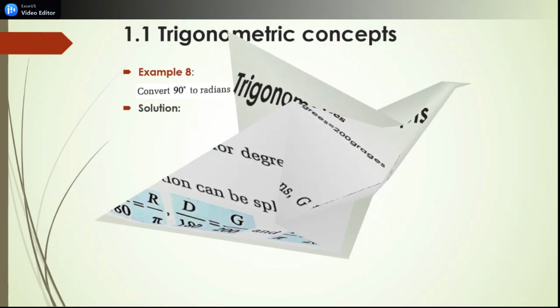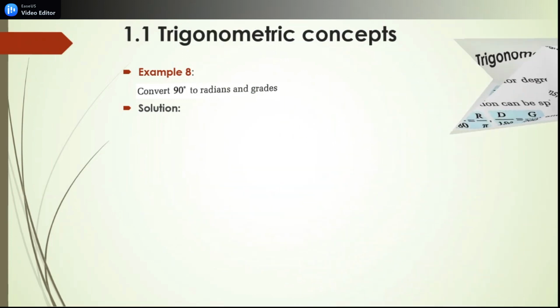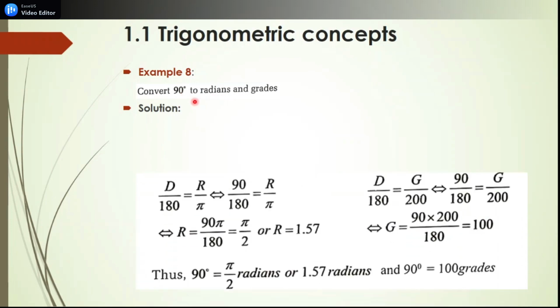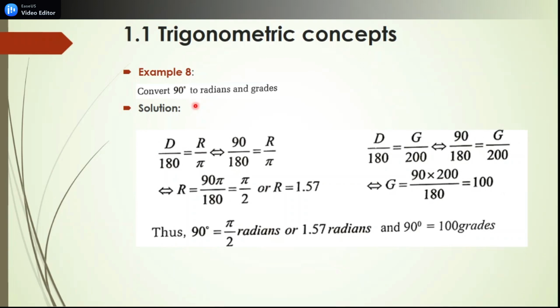We have an example. Convert 90 degrees to radian and grade. We know it is a right angle. When we use the first relation, we replace degree with its value, 90 degrees. We remain to find the value of radian. We make a cross product and then we find the value of r.